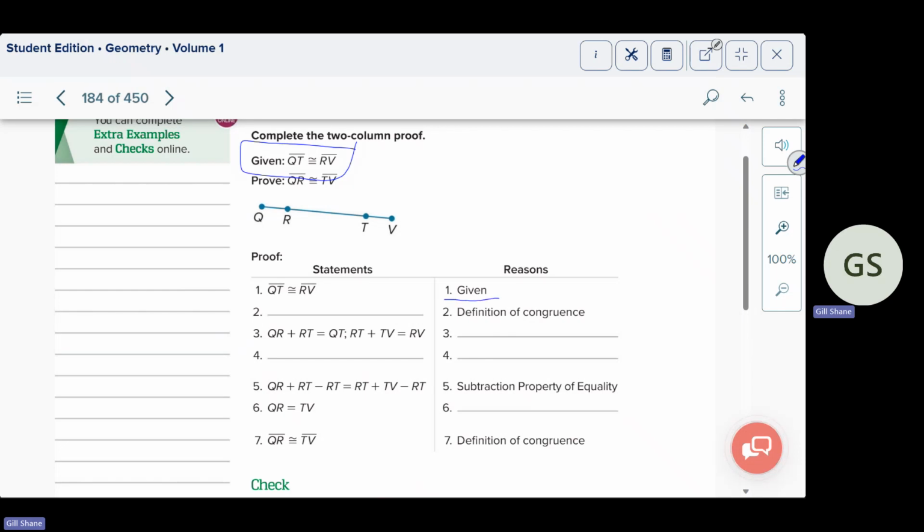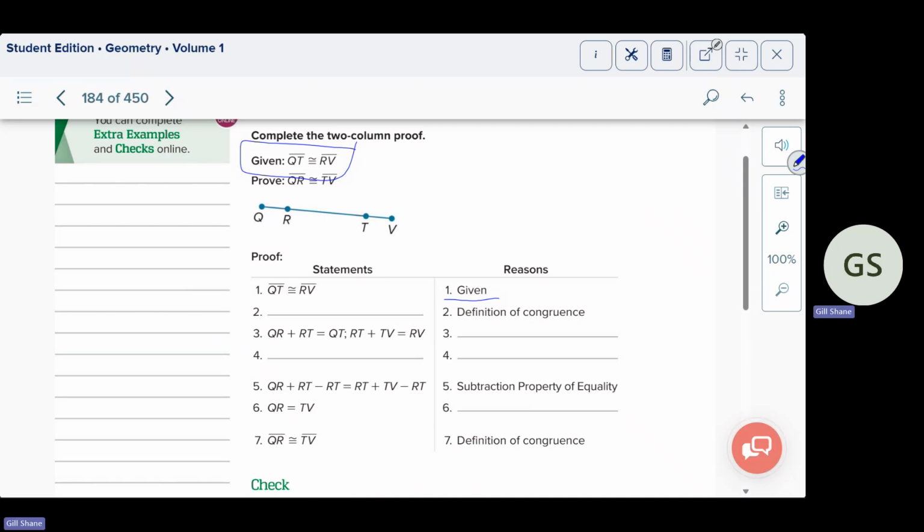And then the reason will always be given. If you ever have a blank on the reason and the information written here is right in the given, that's just a given. So they already filled that out. In this one you didn't have a super easy one, but I have seen some of those where they have a blank in the reasons, and the reason is just given. So they do give you that sometimes. So don't forget about that easy one.